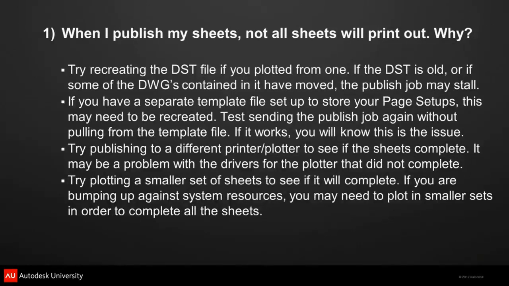Some common issues that we see. When I publish my sheets, not all of the sheets will print out. Why is that? So it could be several different things. A few of them: recreate that DSD. So if you're publishing and those sheets do not come out, if you chose the DSD up there and you chose your settings, the first thing you might want to try is recreating that. What can happen is if sheets get moved, you may choose that DSD and all the files come in. But what you're realizing is somebody went and deleted 5 of those files that were in that DSD. AutoCAD may have trouble reconciling that and finding out, well, where are those missing files? And so it may not print those. So always look at that first.